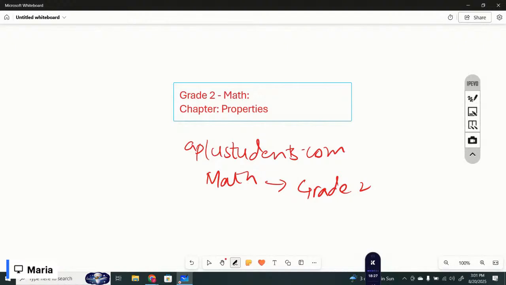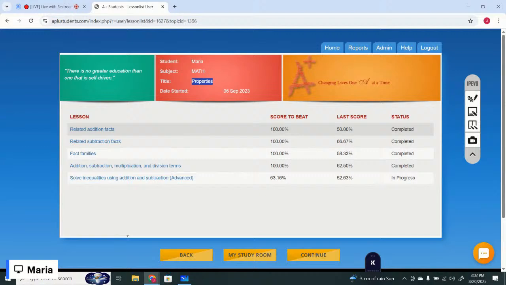Please make sure you have your notebook and pencil so that you can note down the important examples and definitions as well. First lesson, that is related addition facts.